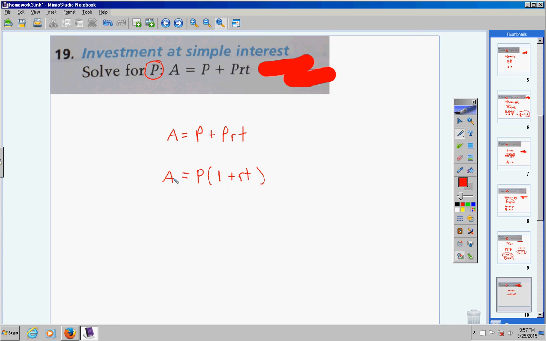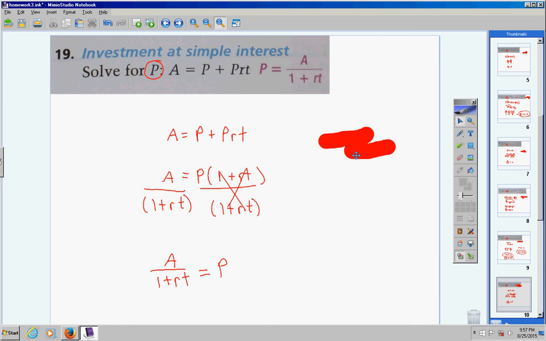And now I'm ready to divide. Divide both sides by 1 plus RT. Alright? Divide that by one side. Also divide it over here on the other side. There we go. So we divide both sides by 1 plus RT. Over here they cancel, leaving you with P. Over here we have A over 1 plus RT. And that is your answer.